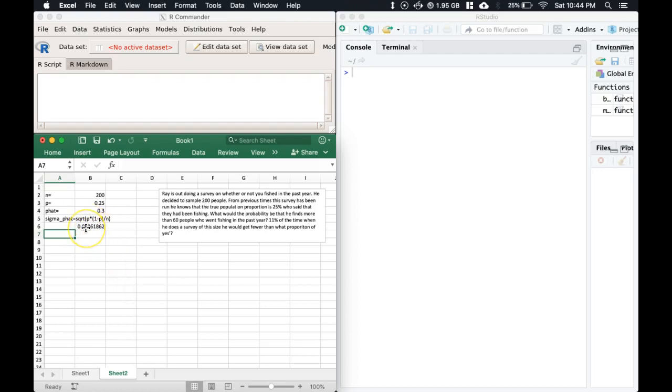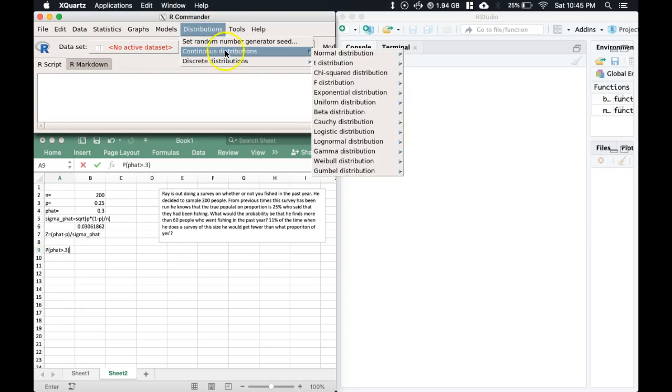this small sigma. All right, now we've got everything that we need, because remember, we've got the equation where z equals p hat minus p divided by sigma underscore p hat. So it's exactly what we've been doing before, so we know that we can use our normal distribution. Here we go. So the first one, we want to know the probability of getting more than 60, or where p hat is greater than 0.3. All right, so let's go ahead and do it.